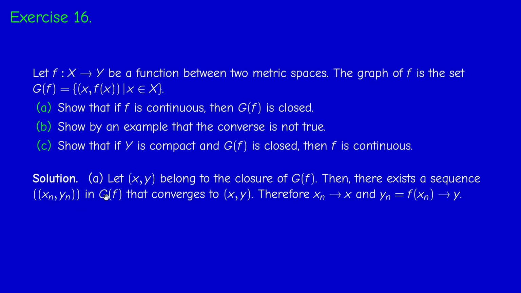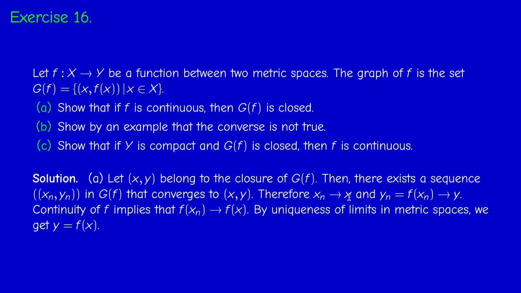Now, if (x_n, y_n) is in the graph, then necessarily y_n is the image of x_n under f. So what do we have now? x_n converges to x and y_n converges to y. But since f is continuous, it is sequentially continuous, so f(x_n) converges to f(x). But in a metric space, limits are unique because a metric space is a Hausdorff space. So you get y equals f(x), and this precisely means that (x, y) is in the graph. So I took an element in the closure of the graph and proved that it's in the graph. Therefore, the graph is closed.